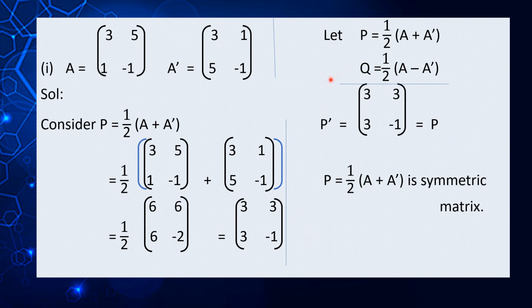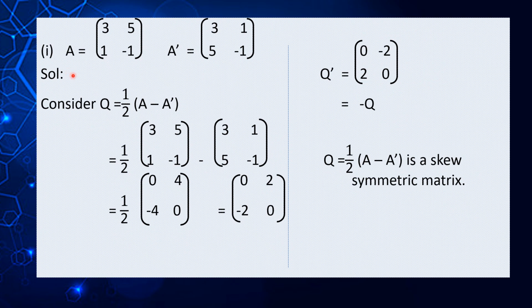Now consider the P transpose. It will be equal to 3, 3, 3, minus 1, which is also equal to P. So we can write that P is equal to half of A plus A transpose, which is a symmetric matrix.